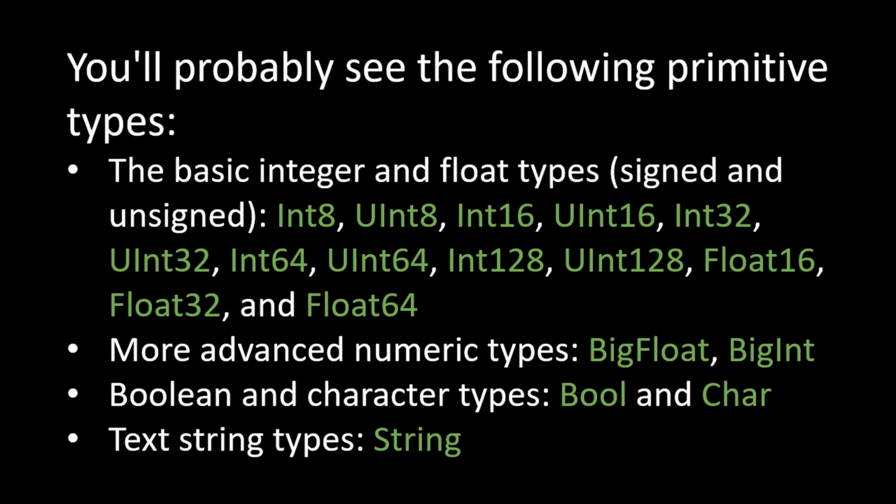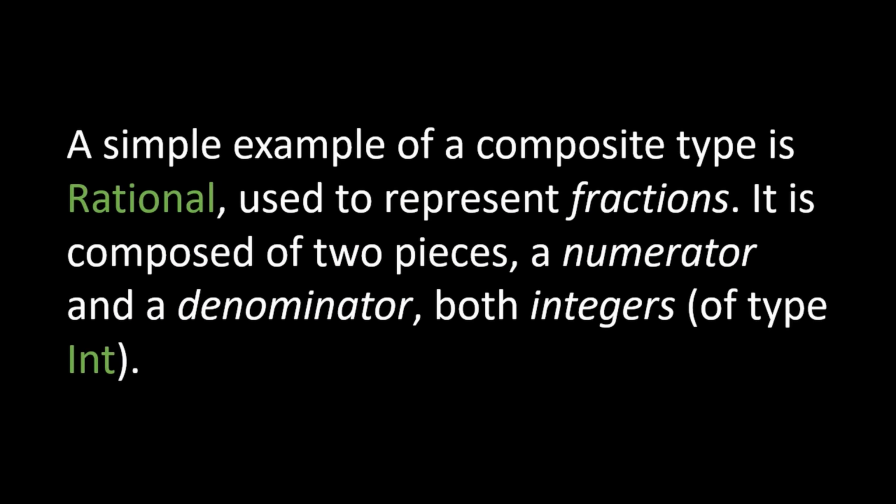You'll probably see the following primitive types: the basic integer and float types, signed and unsigned; more advanced numeric types, BigFloat and BigInt; Boolean and character types, Bool and Char; and text string types, for example String. A simple example of a composite type is Rational, used to represent fractions. It's composed of two pieces, a numerator and a denominator, which are both of type Int.